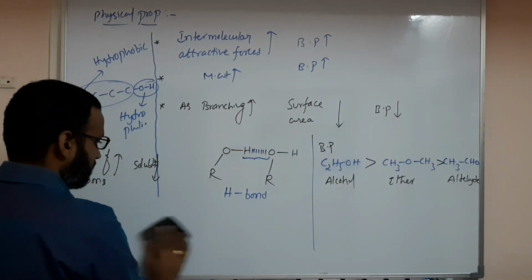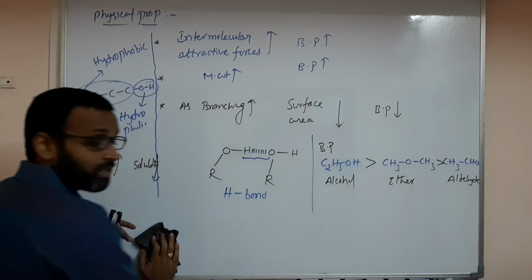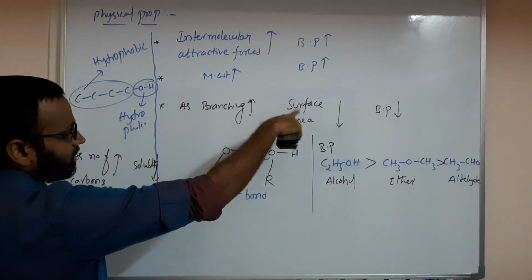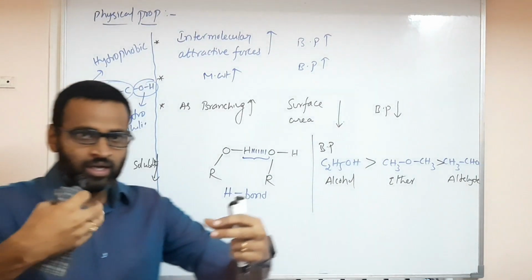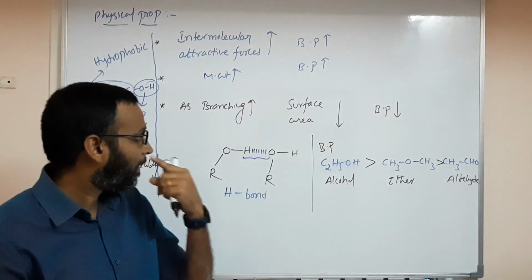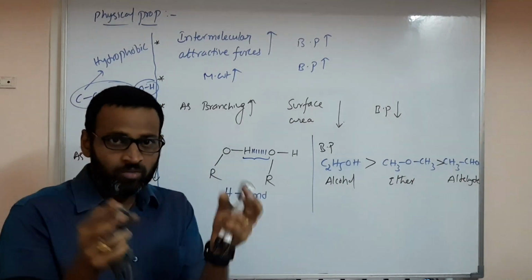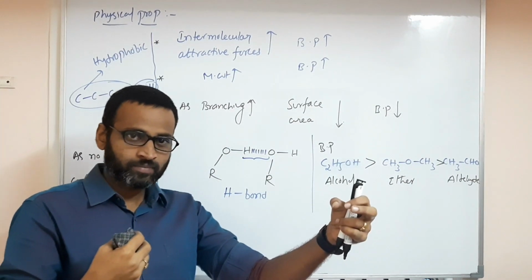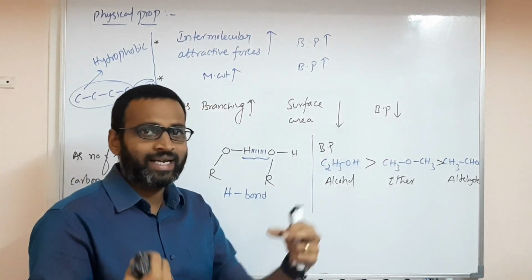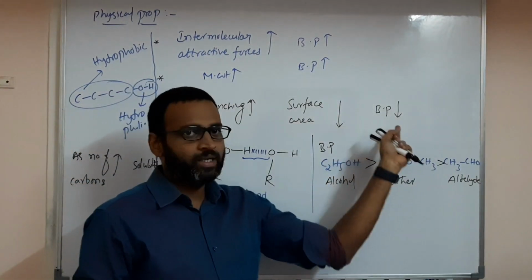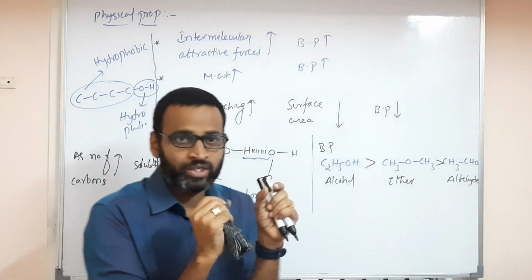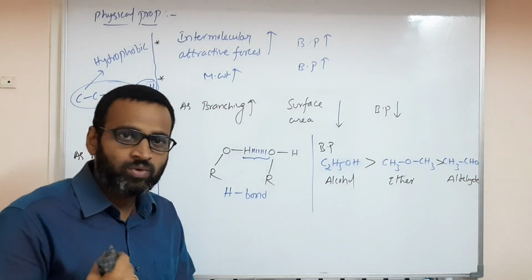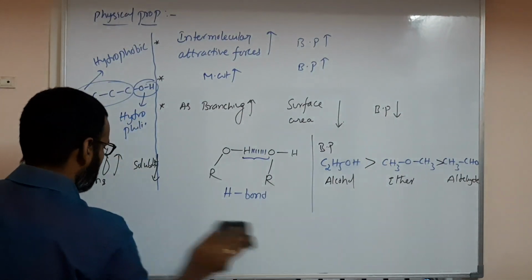And one more thing: in isomers, as branching increases, boiling point decreases. Here I wrote, as branching increases, surface area decreases. The surface area of a molecule decreases, so the distance between the molecules increases. When distance increases, attractions are less, so boiling point will become less. Between two molecules, what happens to distance? It increases. So this is about what?